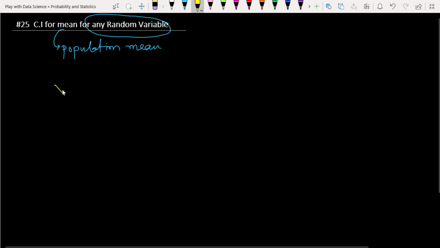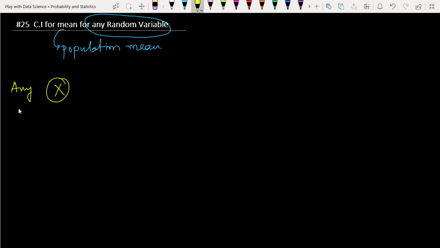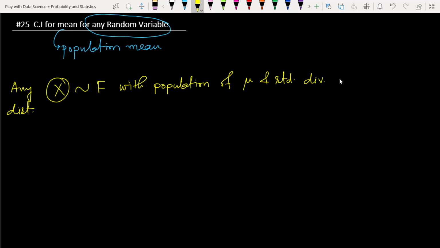Suppose we have any distribution X. This is the first thing: it is any distribution. Suppose it follows some distribution f with some population mean of mu and standard deviation of sigma.